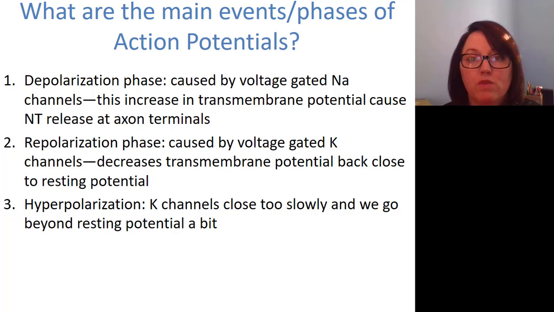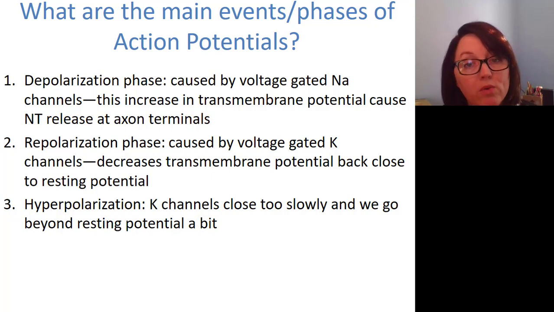So let's review everything that we've talked about so far with action potentials. Let's look at what the main events or main phases of an action potential are. We have the depolarization phase of the action potential that's caused by the opening of voltage-gated sodium channels. Sodium rushes in, that causes an increase in the transmembrane potential, and that's important because that increase in voltage is going to cause the release of neurotransmitter by the end of the axon.